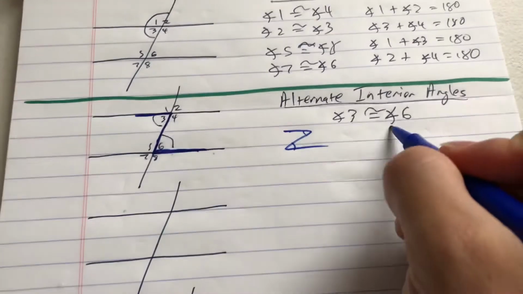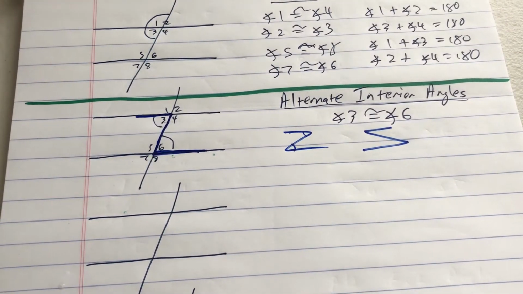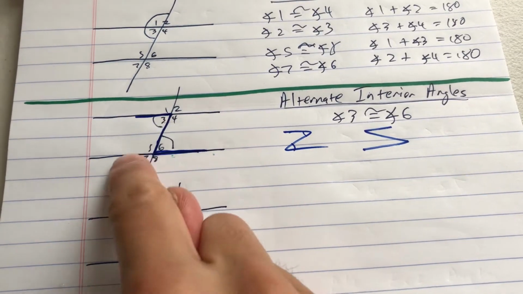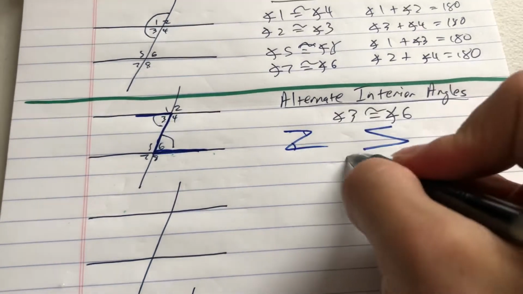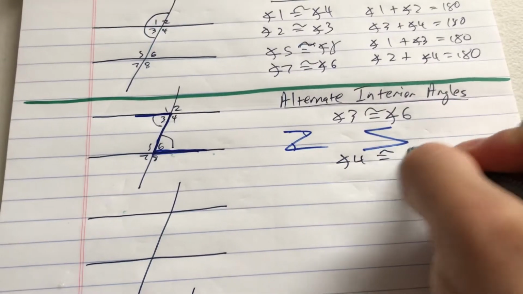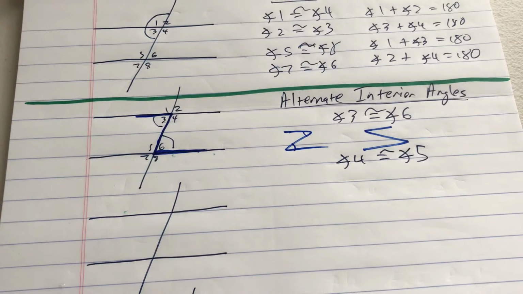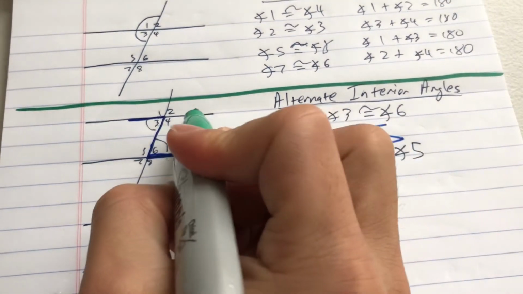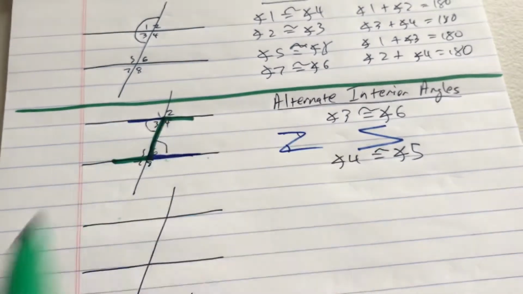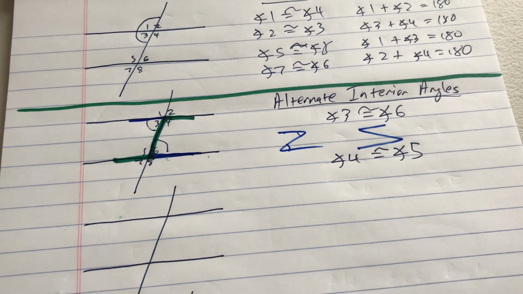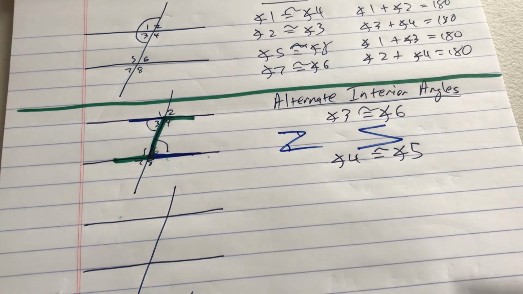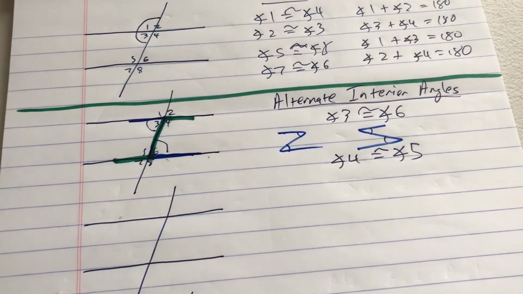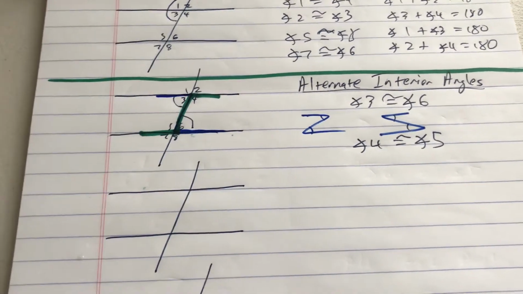Also, you have a backwards Z as well. So that implies that 4 and 5 are also going to be alternating interior angles, okay? It's a backwards Z, but you can see it right there. And I'll just highlight it like this. It's 4 and 5. You could see that backwards Z. That means they are alternating interior angles. So if this is acute, that's acute. That's it, okay? That's alternating interior angles.